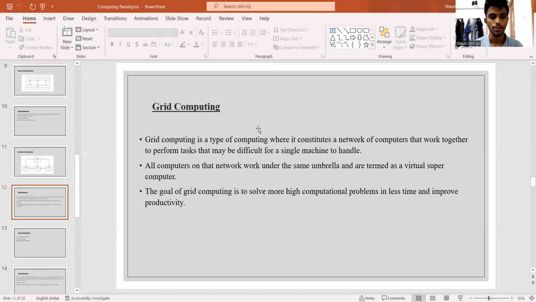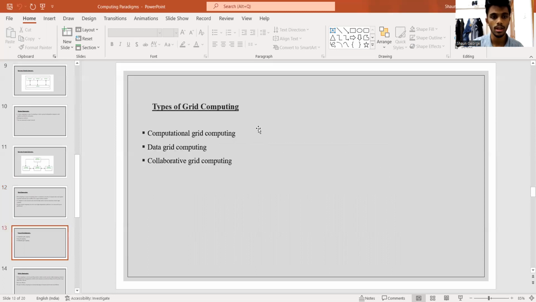Next one is grid computing. Grid computing is a type of computing that constitutes a network of computers that work together to perform tasks that may be difficult for a single machine to handle. All computers on the network work under the same umbrella and are termed a virtual supercomputer. The goal of grid computing is to solve highly computational problems in less time and improve productivity.